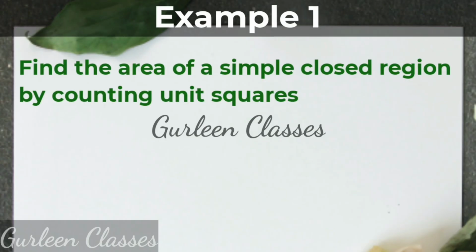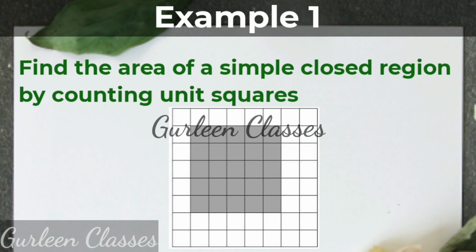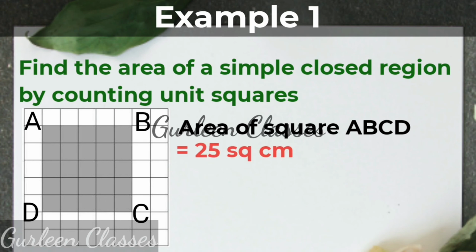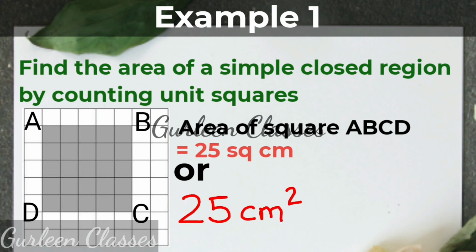Example: let us see how to find the area of a simple closed region by counting unit squares. Now look at the square ABCD. It is divided into 25 equal squares of side 1 centimeter each. Thus, we say that the area of square ABCD is equal to 25 square centimeters, or square centimeter can also be written as 25 centimeter square.